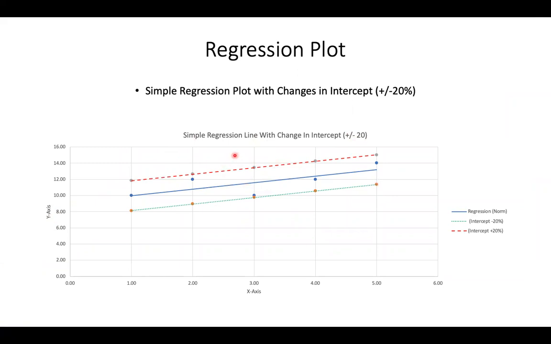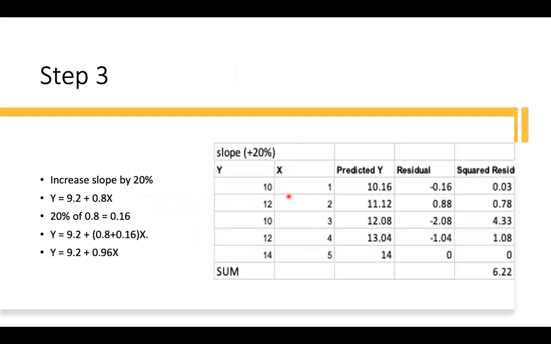After formatting the trend line and adding the labels, you have this plot, and this shows the red line shows an increase by 20% in the intercept. The normal line doesn't have any increase or decrease in intercept, while the green line shows the intercept that has been reduced by 20%.